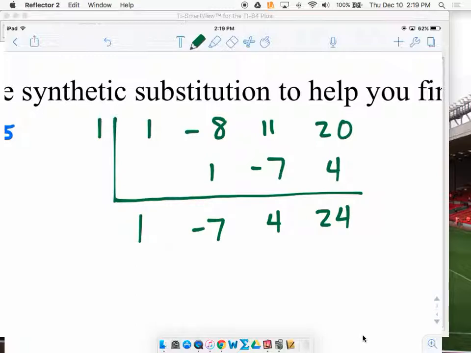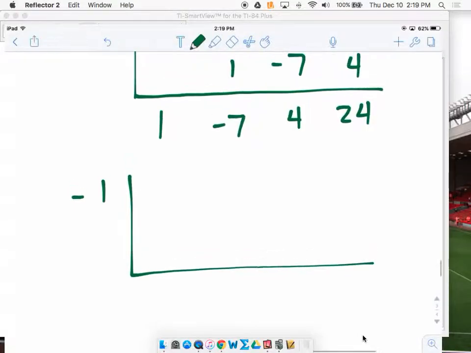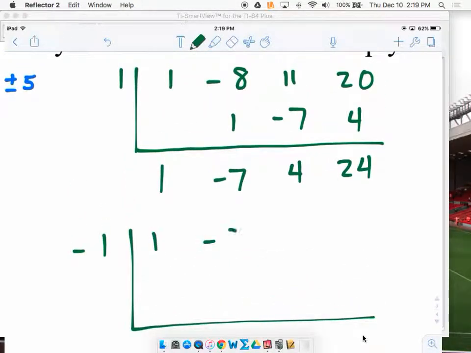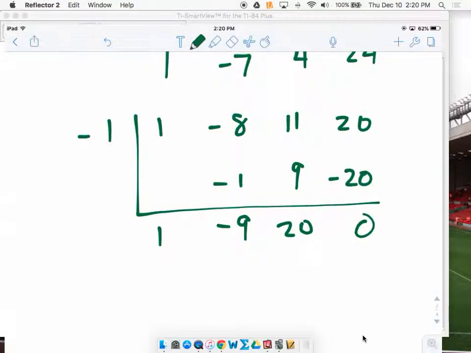Okay, what is this? What does this tell me? Right, so this means that is what? Not a factor, right? So I gotta try something else. So let's try negative 1. So again, you still use the same coefficients. You bring down the 1. 1 times negative 1 is negative 1. Negative 9, 9, 20, negative 20, 0.